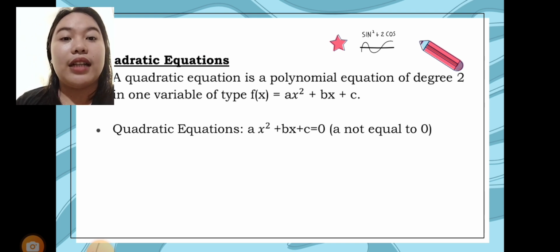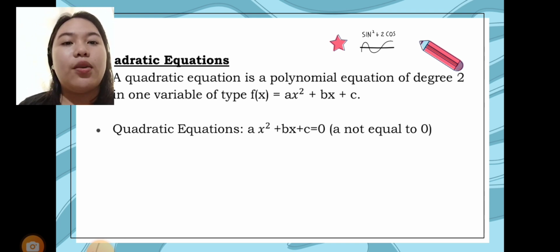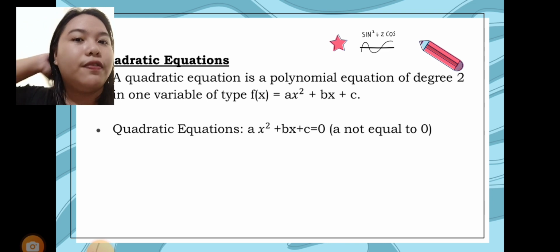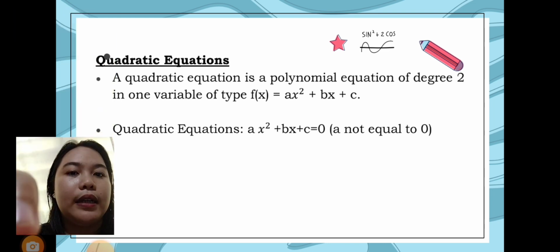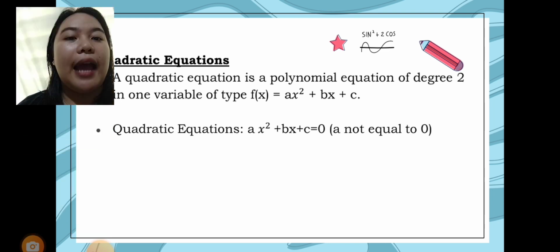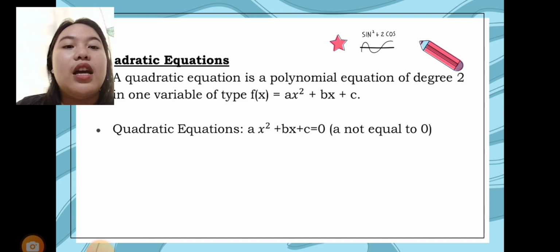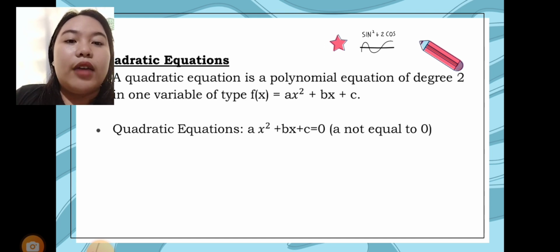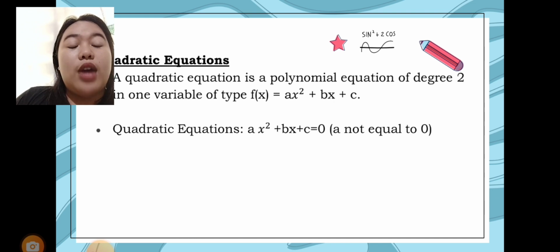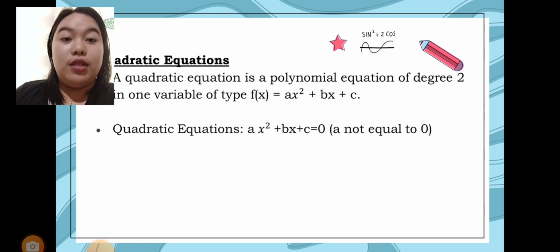Next is the quadratic equation. A quadratic equation is a polynomial equation of degree 2 in one variable of a type f of x equal to ax squared plus bx plus c. Okay? Let us note that in a quadratic equation ax squared plus bx plus c is equal to 0, a must not be equal to 0.